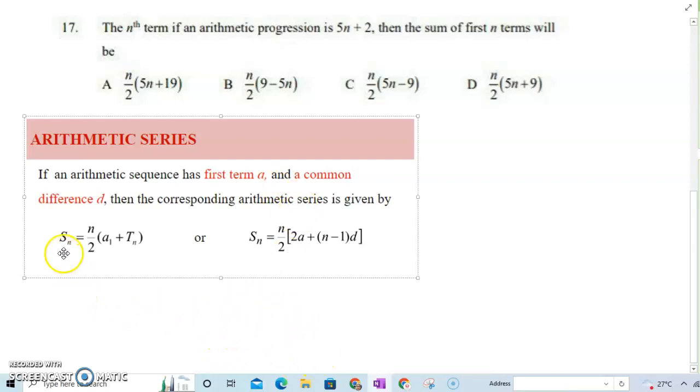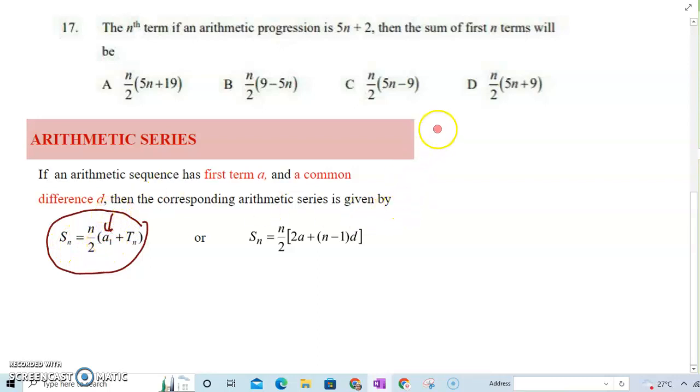The first one is Sn equals to n over 2 (a plus Tn). Or selalu kita guna Sn equals to n over 2 (2a plus (n minus 1)d). So for this question, I'm going to use the first formula. So we need to find Sn, so we need to find only a.